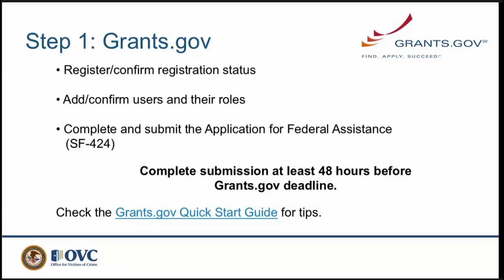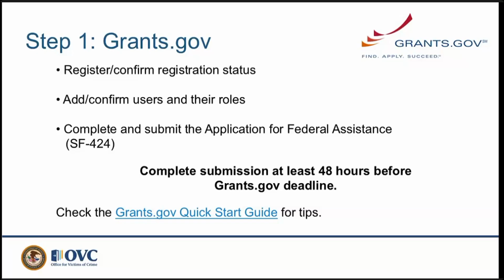Third, OJP will use information from your organization's SAM.gov account to confirm the legal name, EIN, UEI, and mailing address entered in the SF424 form. Please ensure that the information entered in the SF424 matches your current registration in SAM.gov.